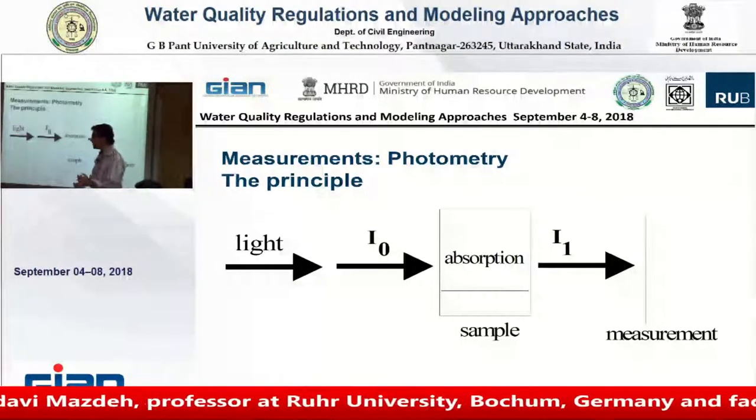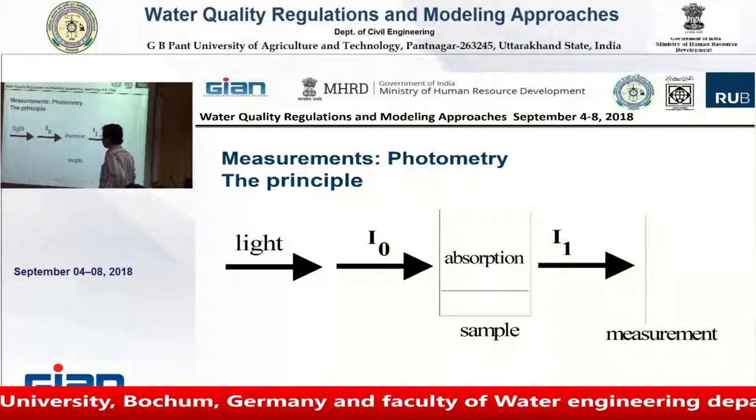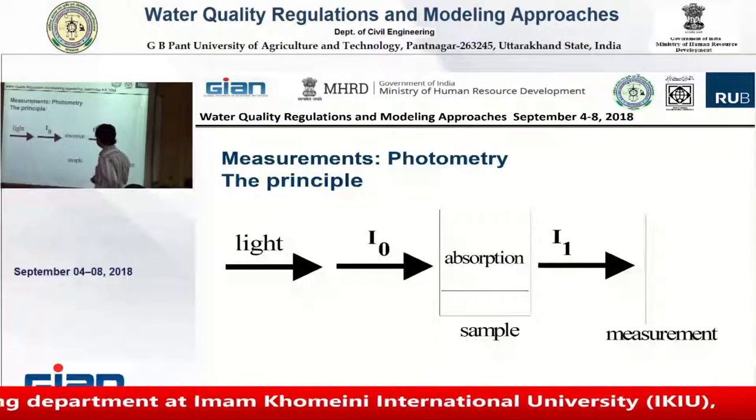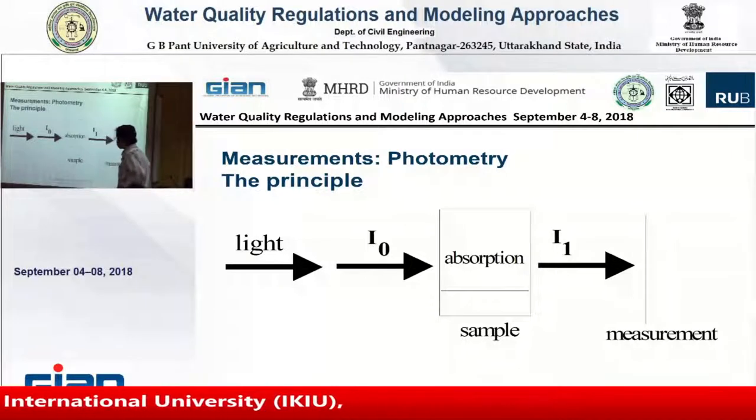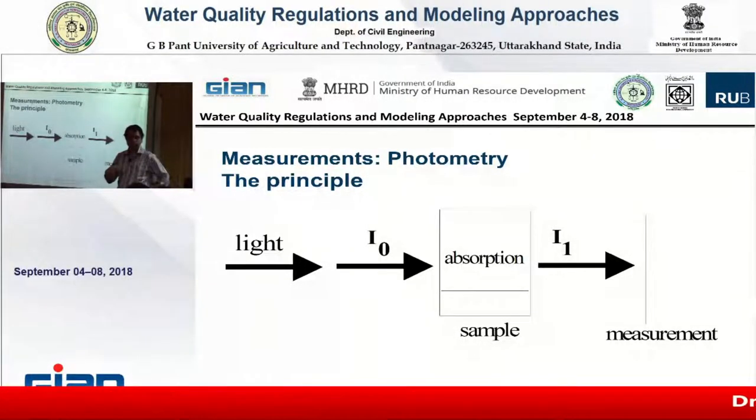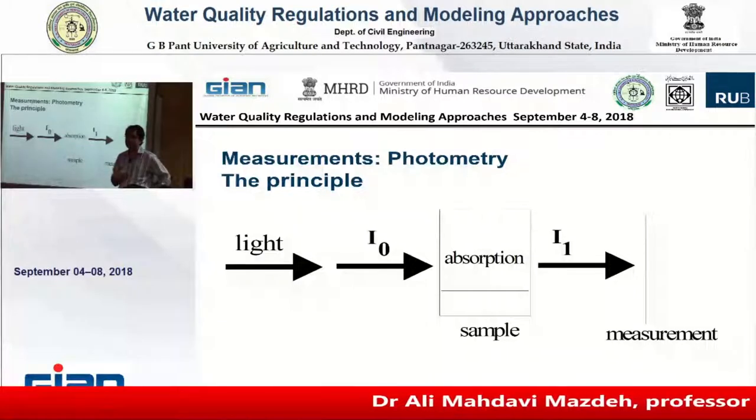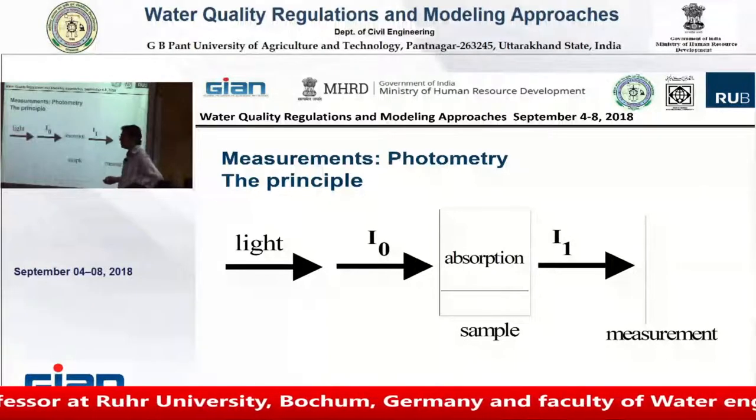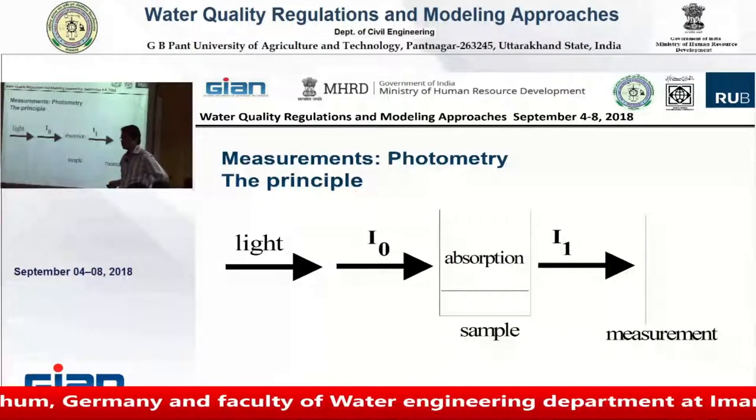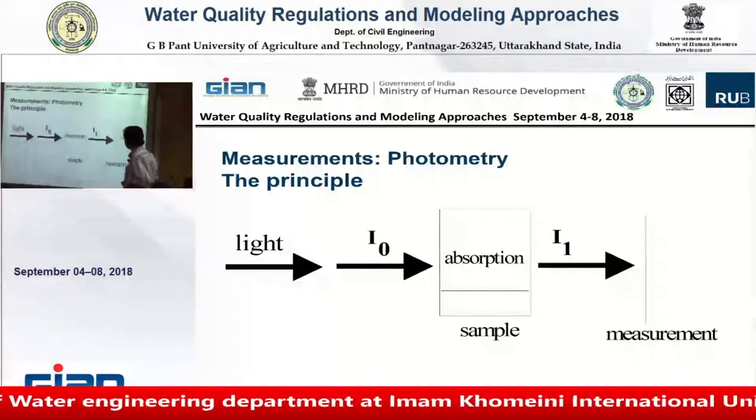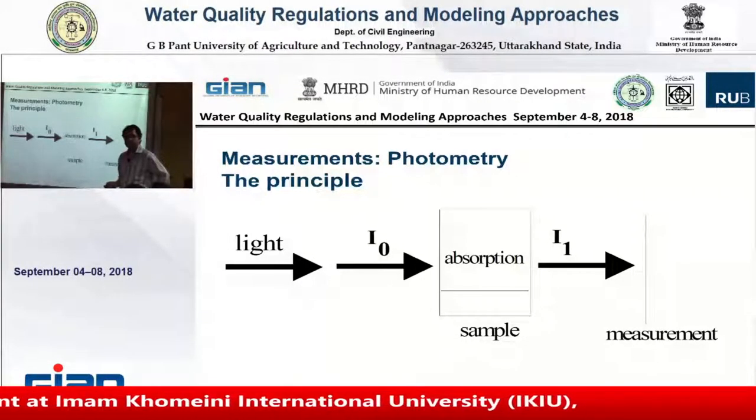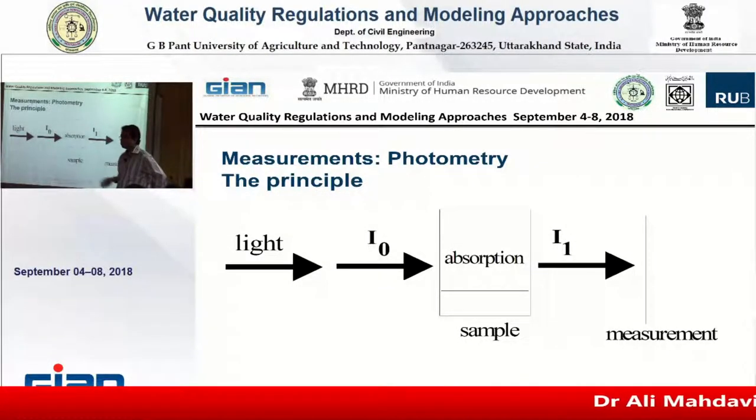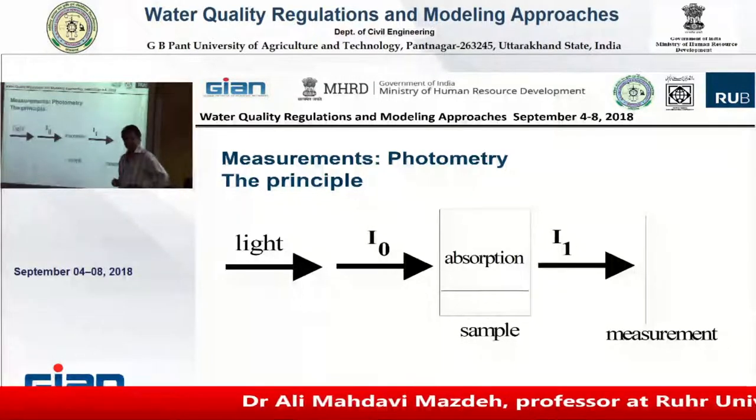Yeah. In photometry, the base of photometry, this is the sample. Okay? They send light, the light that we have, and here there is a sensor. It measures how much light goes through the sample. Based on the concentration here, you will have different values on the other side. For example, if you put here the concentration of 10 ppm, then you have another value here. If you put the concentration 20 ppm, then you have another value here.